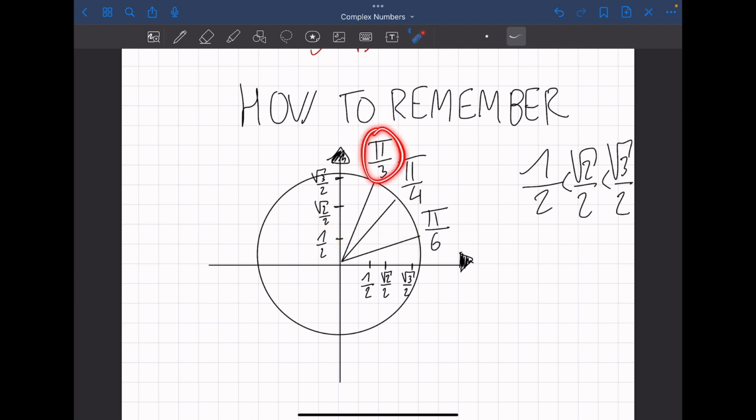Same thinking for pi divided by 3. I know that the cosinus will be small, but the sinus will be big, so the cosinus will be 1 divided by 2, and the sinus will be square root of 3 divided by 2.